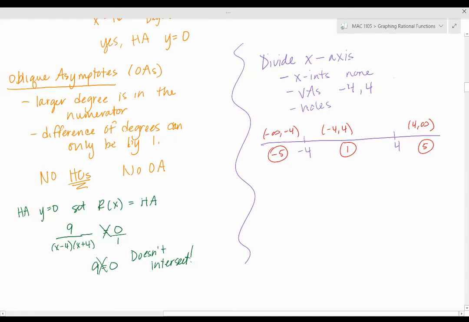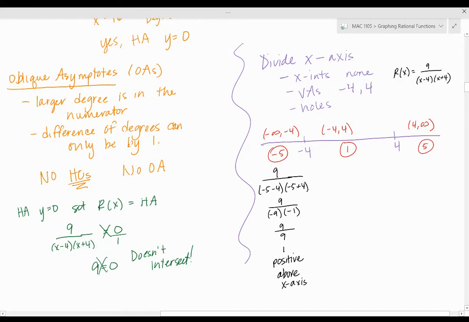So remember our function, in case you forgot, r of x equals 9 over (x minus 4)(x plus 4). I'm going to plug those values in. So this one would give me 9 over, and I would simplify that: -9 and -1. That would give me 9 over 9, which gives me 1. So that's positive, which means in this interval I'm going to be above the x-axis.